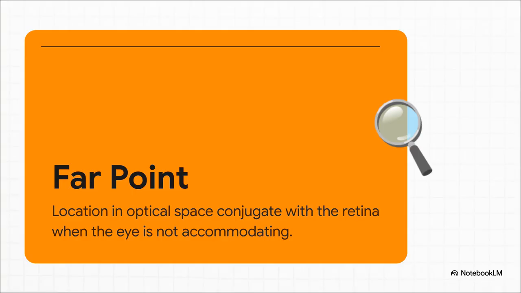First things first, we really have to establish that refractive error isn't a disease in the traditional pathological sense, right? It's simply an anatomical mismatch. Let's start with the far point. By definition, this is the location in optical space that is conjugate with the retina when the eye is not accommodating. I want you to underline that phrase, not accommodating, in your brain right now. This is the eye's absolute resting state. The far point is the specific, physical location out in the real world where, if you place an object, the completely relaxed eye sees it in crystal clear focus.